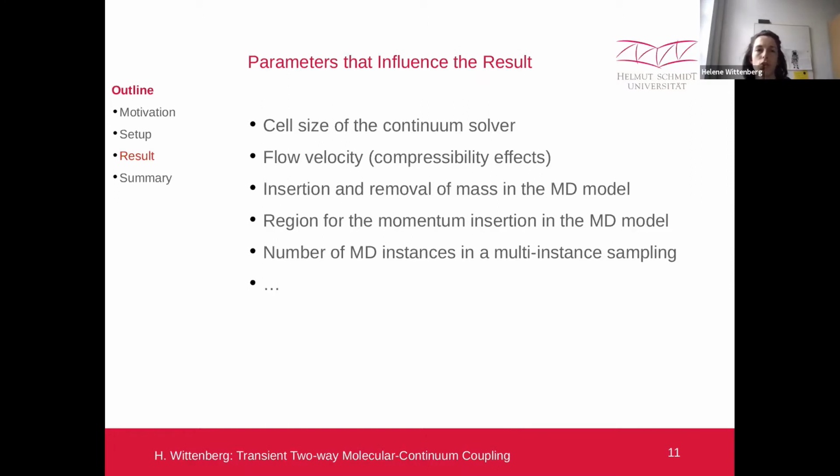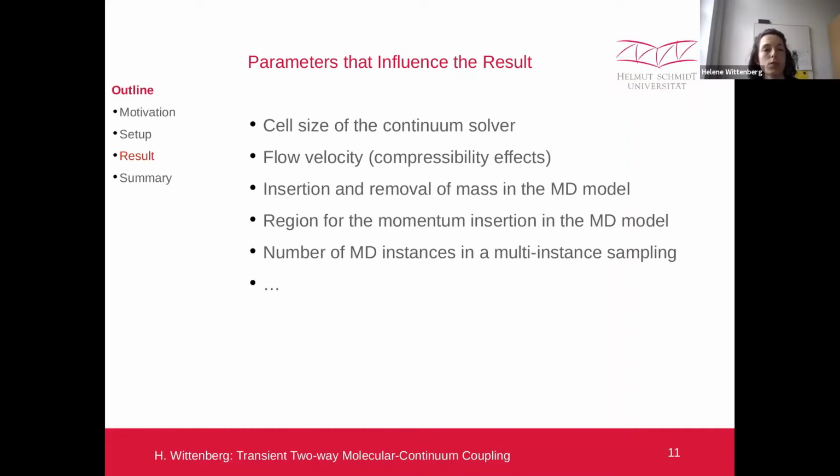For the insertion of momentum, one can decide on the size of the region. You can use one cell layer from the continuum or two. When you just use one, of course, you have less information, you kind of lose information, and then the result isn't as good as when you use two.